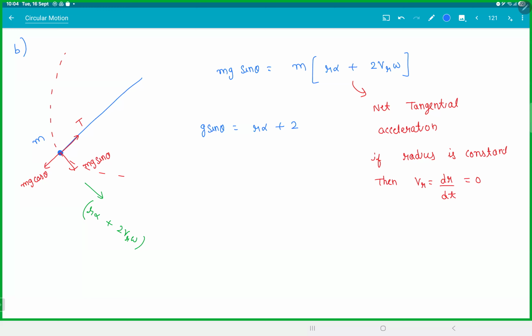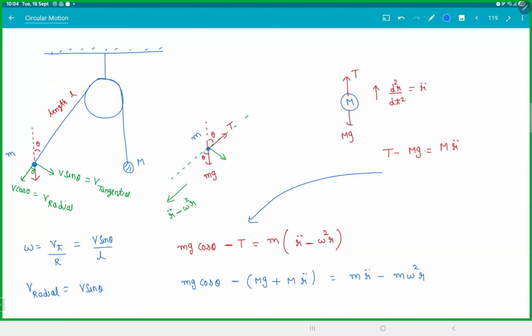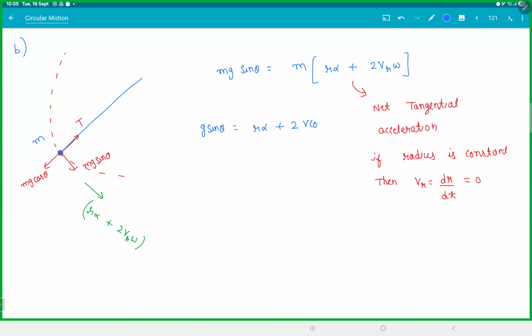This will be 2. What is V radial? V radial is V cos theta. What is omega? V sin theta by L. There, you got everything. So from here, you'll get alpha: g sin theta minus 2V squared sin theta cos theta by L, times 1 by R. That's your tangential acceleration, everyone.